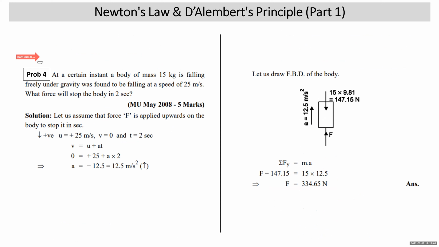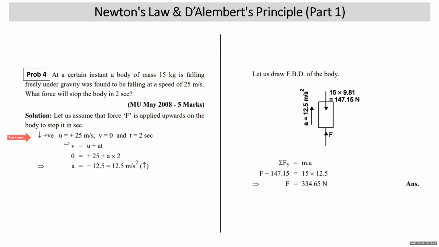Now, students, if the body is falling freely under gravity, that means it is subjected to constant acceleration due to gravity, that is 9.81 meters per second square. When it was falling under gravity, at a particular instant, some upward force is applied on that body so that it comes to rest in 2 seconds. So let's assume that F is the upward force applied on the body to stop it in 2 seconds, right? Now we take downward positive.